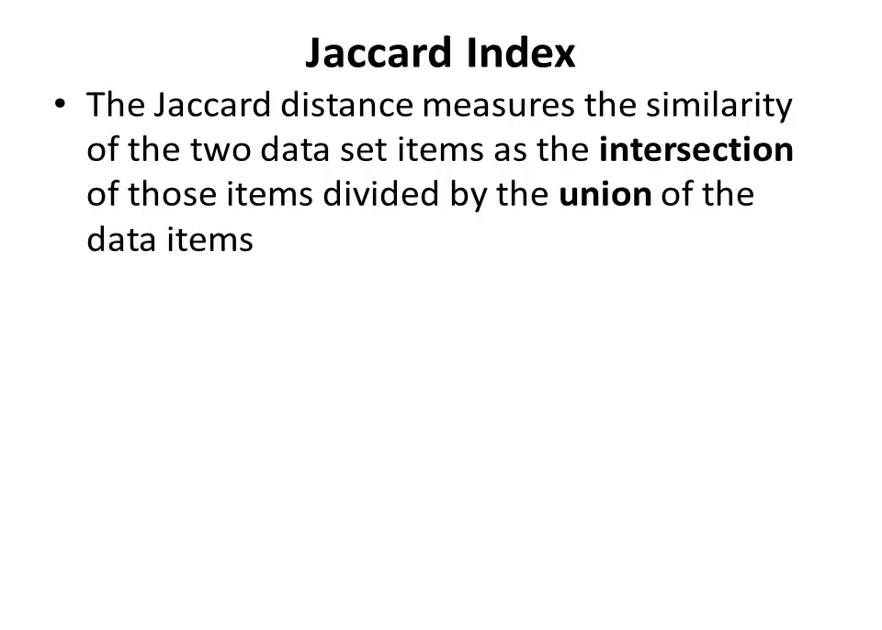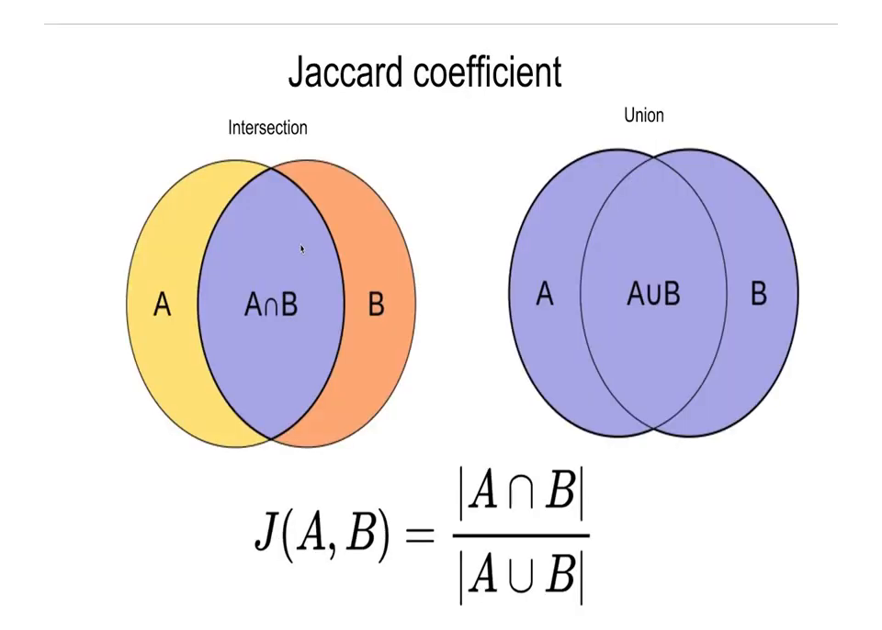Then next is Jaccard index or Jaccard distance. The Jaccard distance measures the similarity of the two data set items as the intersection of those items divided by the union of data items. Here the intersection and the union are involved. See the Jaccard distance. The first diagram shows the intersection, the second diagram shows the union. So intersection is A intersection B and union is A union B. Jaccard distance of A, B will be the absolute value of A intersection B divided by the absolute value of A union B.